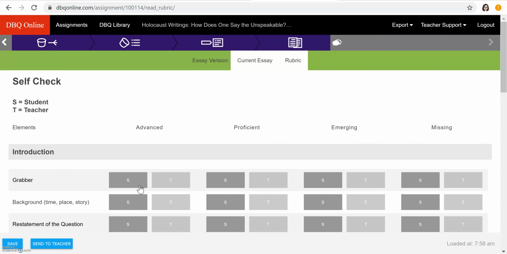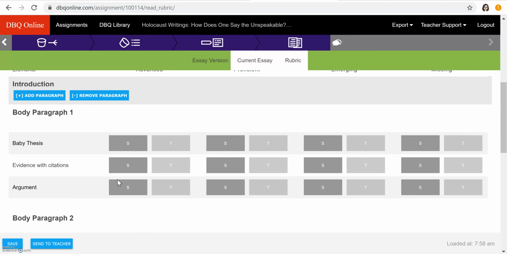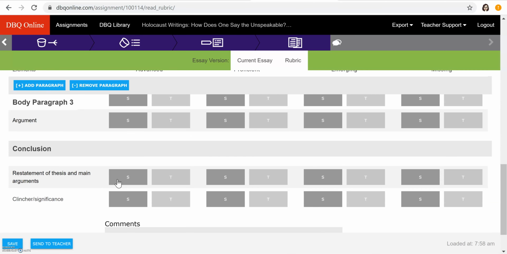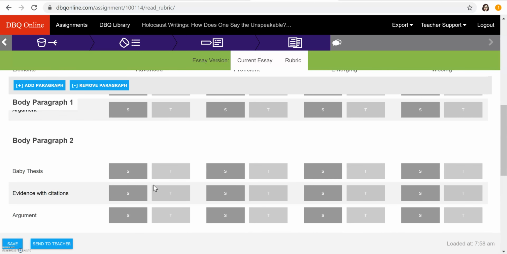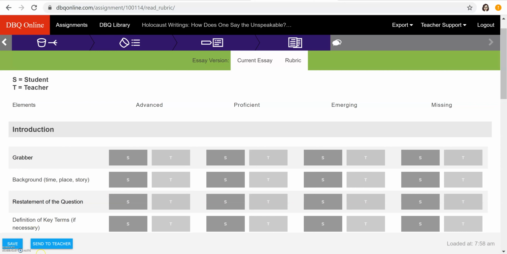The S stands for you. So you're scoring yourself. That's your self-check. And the teacher is where I grade it. So you are making sure that you have all of these things in each of your paragraphs and then in any comments. And that's how I will grade it as well. Once you've done that, you click Send to Teacher, and I will get it and grade it for you.